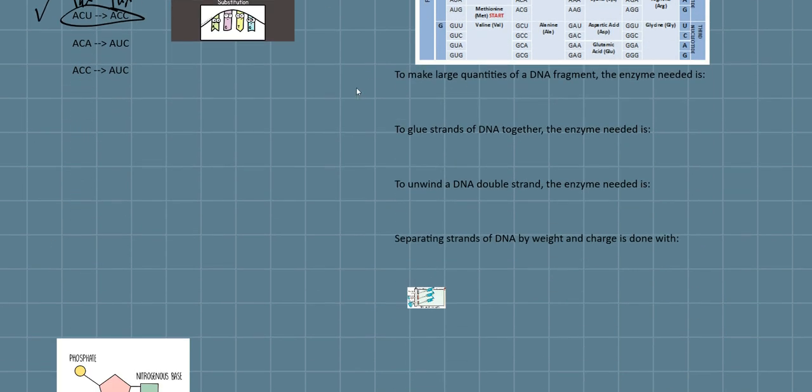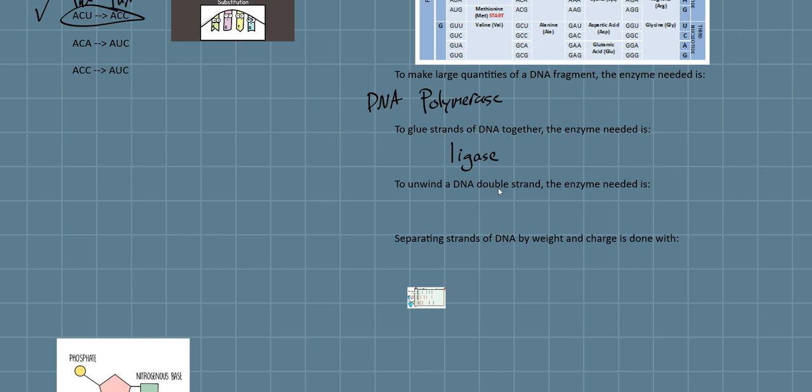Over here, to make large quantities of a DNA fragment, the enzyme that you would need would be DNA polymerase. You can call it polymerase, or to be better, you could call it DNA polymerase. To glue strands of DNA together, you need the gluing enzyme, ligase. This also works to pair bits of your Okazaki fragments together.